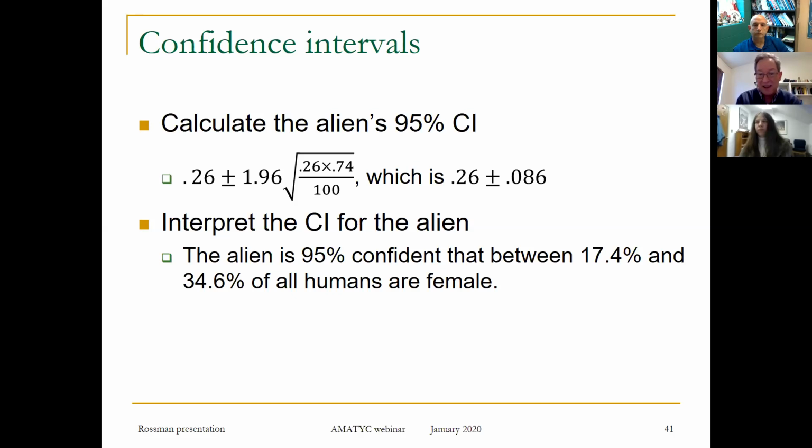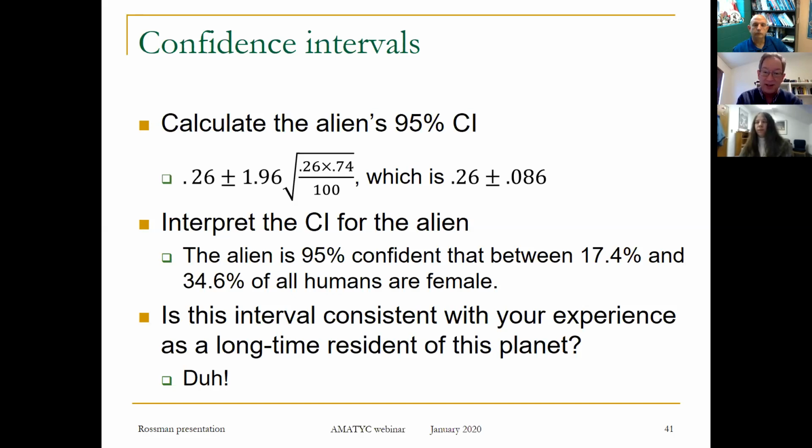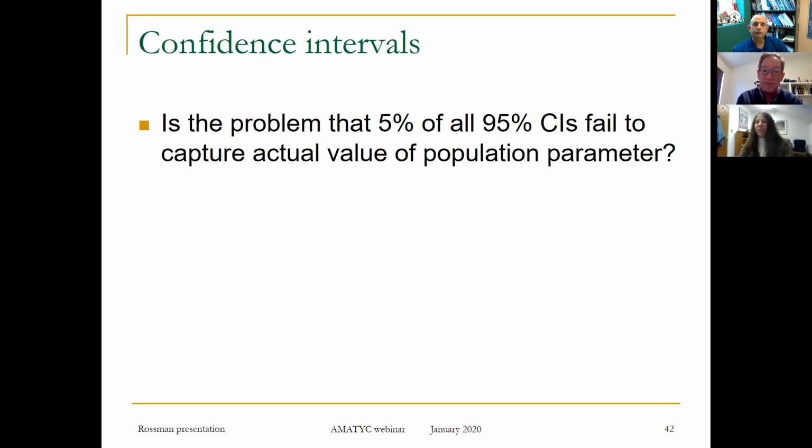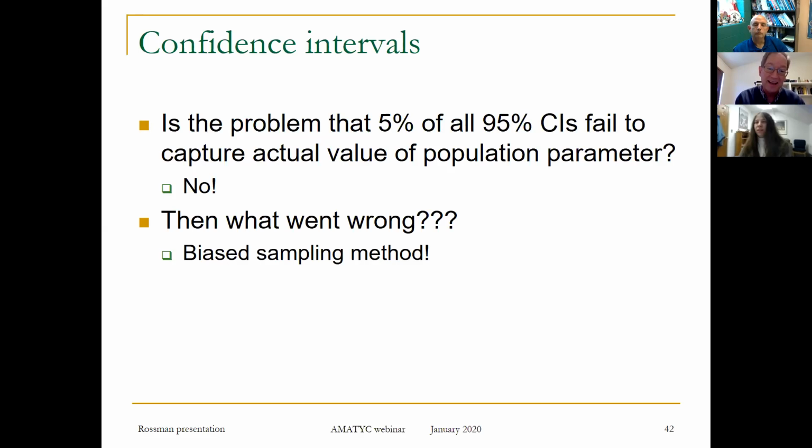But the key question, the important question, the reason to go into this silly example is this one. Is that interval consistent with your experience as a long-term resident of this planet? Of course not. The alien's interval has failed horribly here. So I ask, does this go back to the point that 5% of all 95% confidence intervals fail? Students are tempted to say yes. I don't blame them for saying yes, but that's not the right answer here. That's not the problem. 5% of all intervals fail if you've done everything right, if all the conditions are satisfied. The problem here is the sampling method is horribly biased.